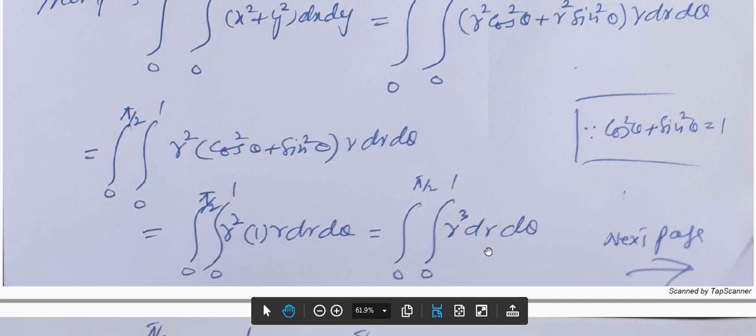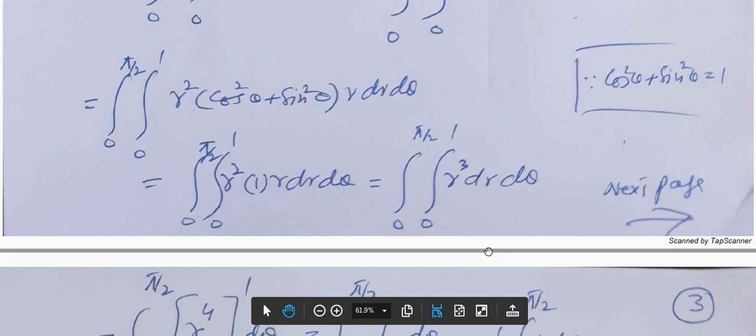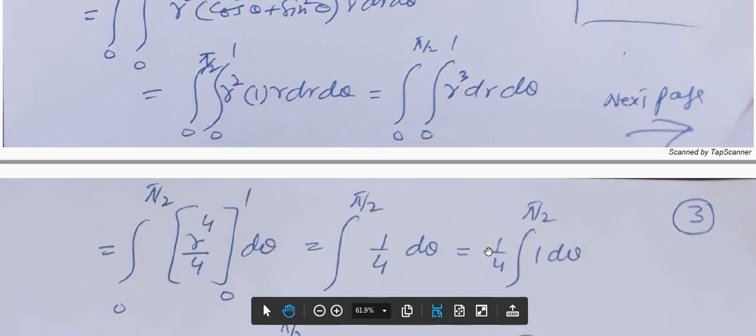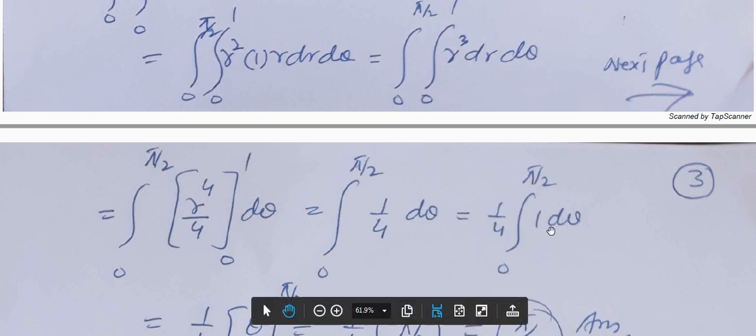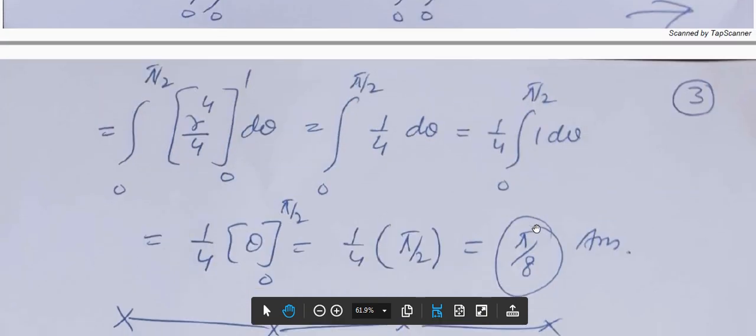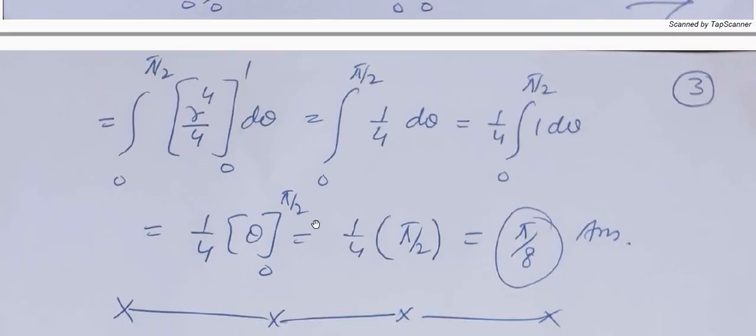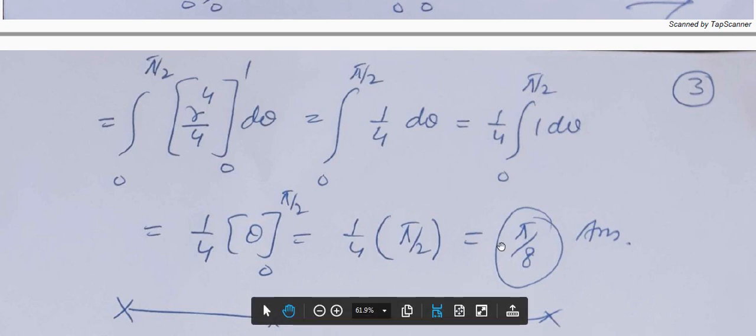Now you can integrate with respect to r first. So integration with respect to r gives r power 4 over 4, with limit from 0 to 1. If I substitute the upper limit 1 here, it will be 1 by 4. If I substitute the lower limit, it will be 0. So it will be 1 by 4, and then 1 by 4 if you integrate with respect to theta, the integration of 1 will be theta. Then I can substitute the upper value as pi by 2 and the lower value as 0. So we will end up with pi by 8. So that will be your answer.